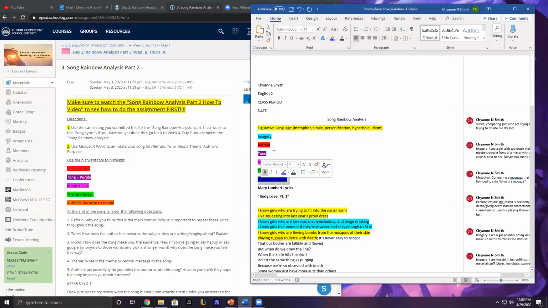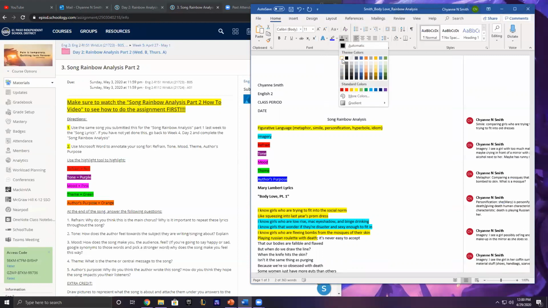And then make the text white. There we go. Oh, just kidding. On some of your computers, in your highlighting tool, it'll let you add colors. If not, and you don't have orange, you can just pick something else.